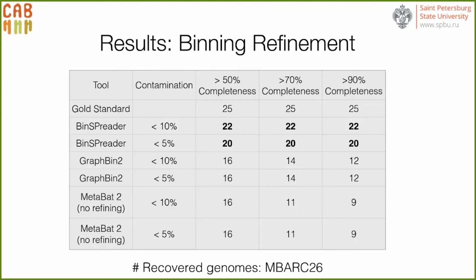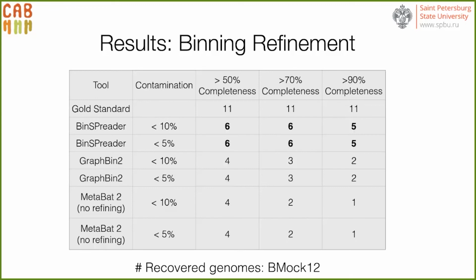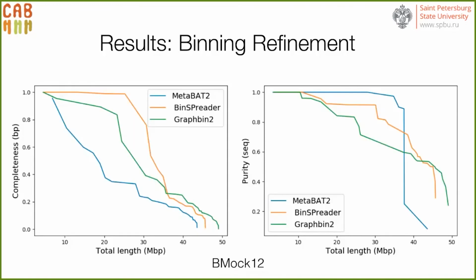So BinSPreader reconstructed 22 out of 25 known genomes with less than 10% contamination and 20 with less than 5% contamination. And when we look at BMOC12, BinSPreader reconstructs only 5 genomes with 90% completeness due to the presence of closely related organisms, but it's still more than the initial MetaBAT2 binning and than GraphBin2. And perhaps the reason for this is that refining tools may actually increase the contamination on a complex dataset.